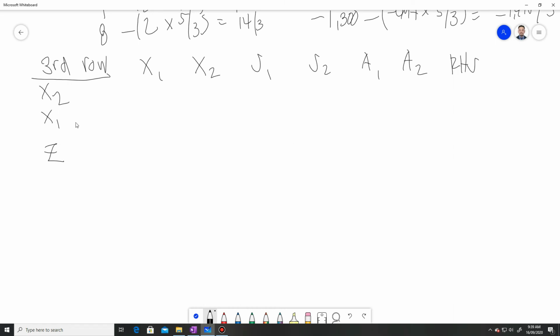Again, the row we develop first is the entering row. The entering row formula is all data divided by the pivot element. And I will just write the answers. Same procedure as the second row.